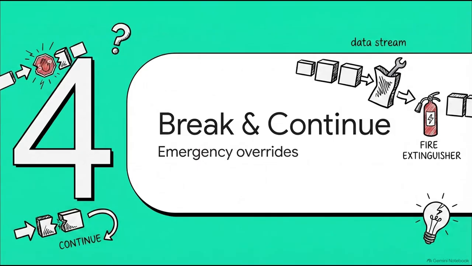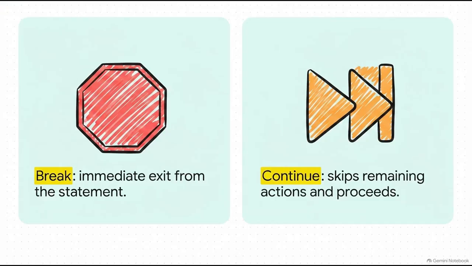All right, section 4, breaking and continuing. When you're processing data, things don't always go according to plan, right? Sometimes you just need to manage unexpected data on the fly. For this, JavaScript gives us 2 distinct, seriously powerful tools, break and continue. The break statement causes an immediate exit from the loop entirely. It is your emergency eject button.